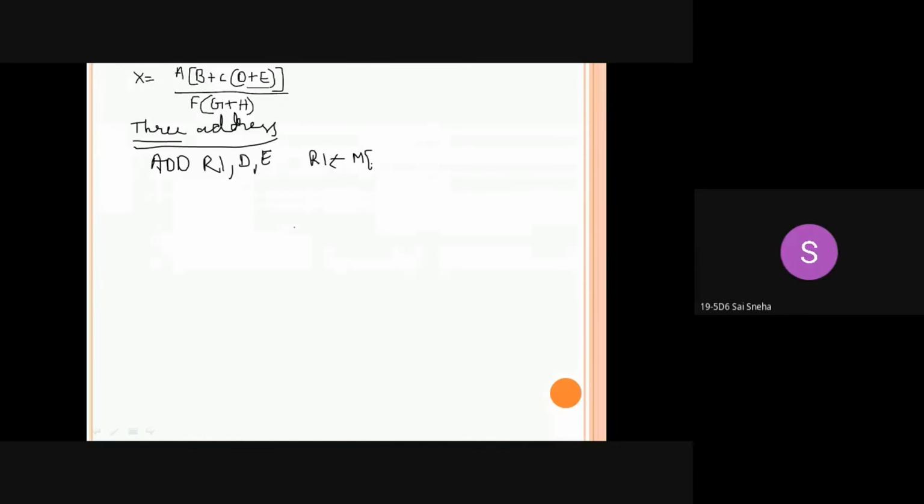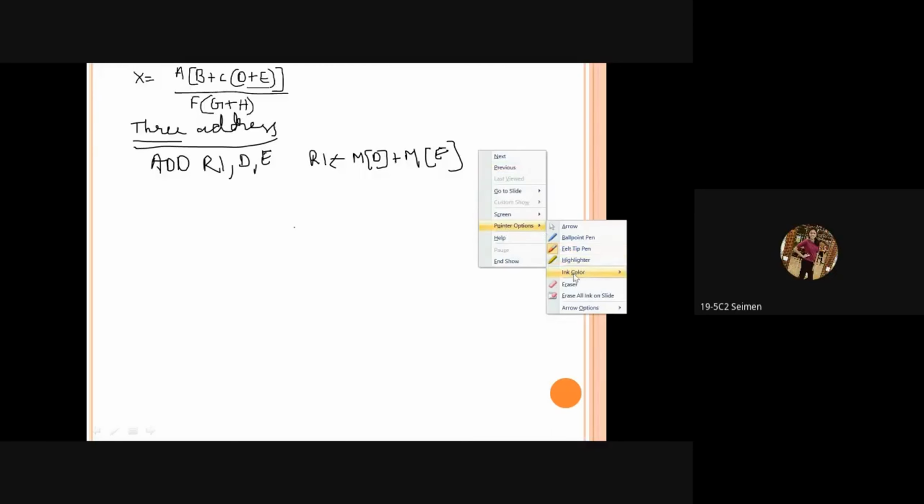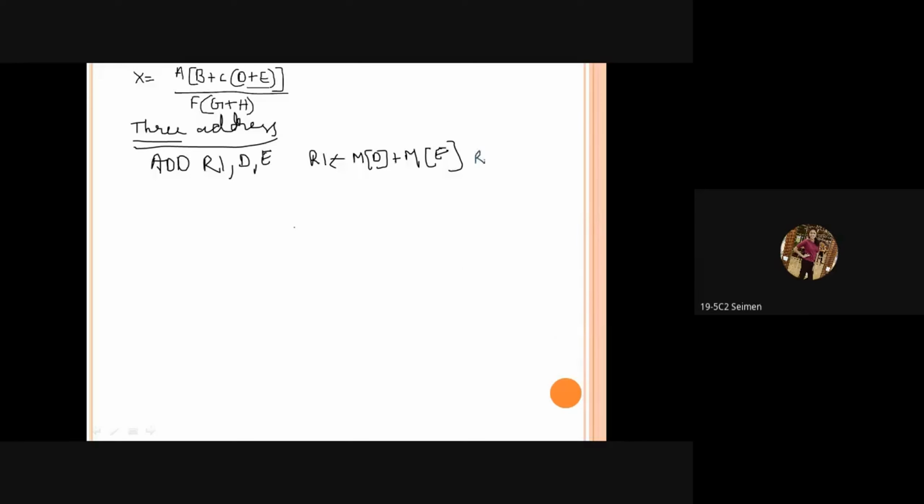M of D plus M of E. Next, Mul R2 comma C and R1. Just for the sake of understanding, in R1 we will be having D plus E. Now let me write Mul.